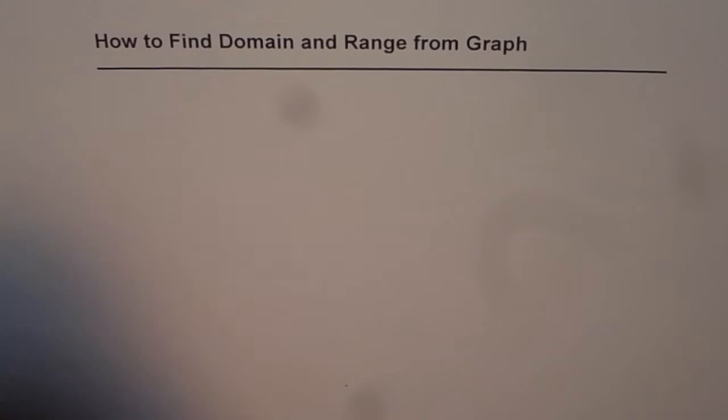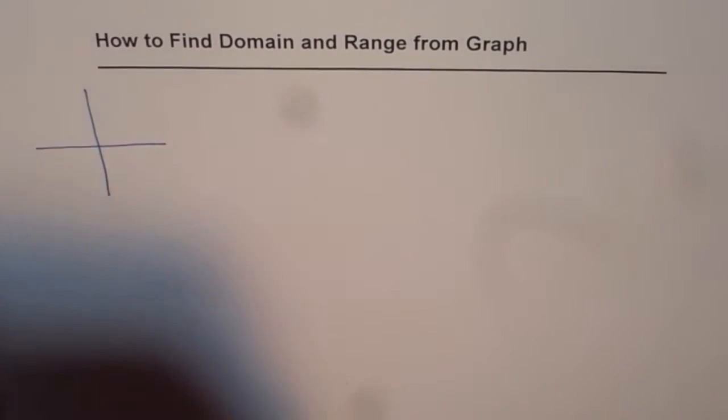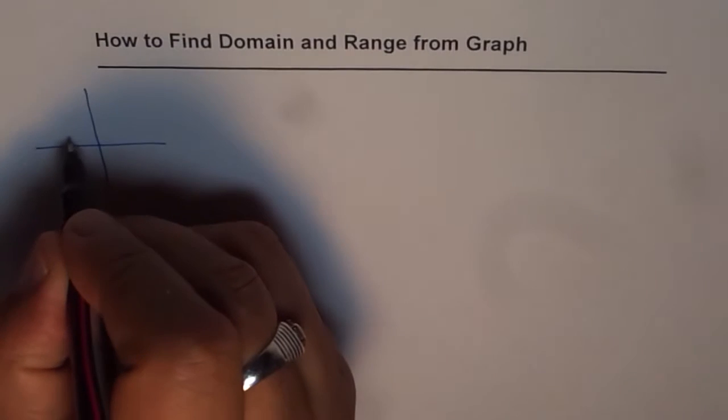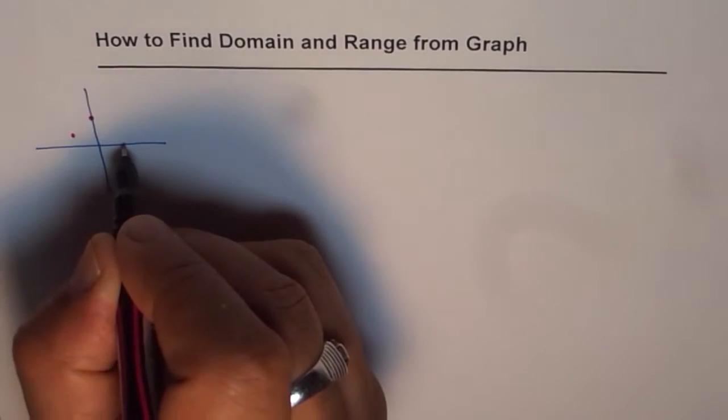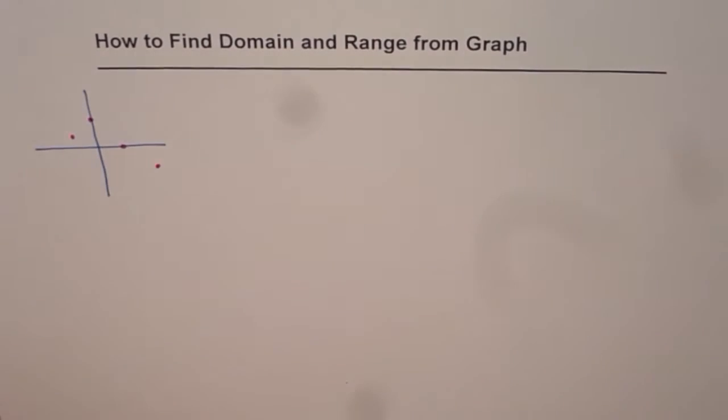domain and range. So for the first one, let me make it very simple, and that is I'll put some points in this, right? So let me just mark some points here, and let us say this is a very simple function. There it goes, right?